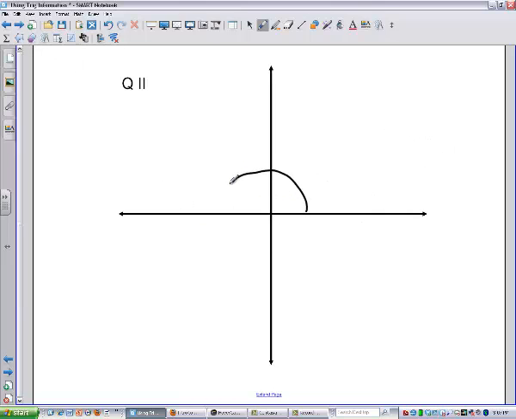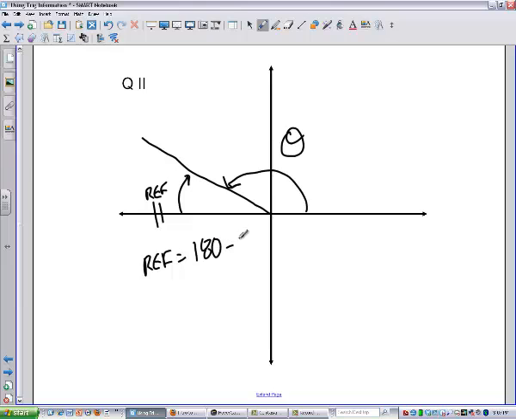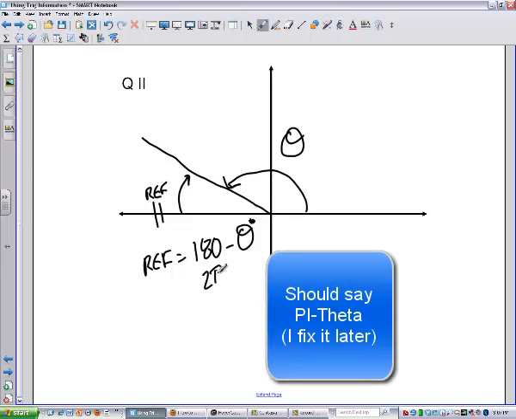If I draw an angle in the second quadrant, see if I can make that match up with the arrow. Not bad. Here's my angle. We don't necessarily want to worry about this large portion of the angle. What we look at is this piece right here, which we're going to call my reference angle. All the way around is 180 degrees. All the way to here is theta degrees. So my reference angle is 180 minus theta, or pi minus theta, probably should do. So that's how I get the reference angle there.